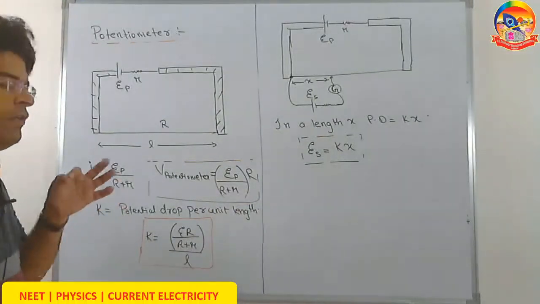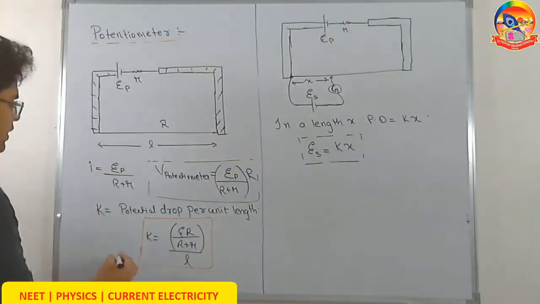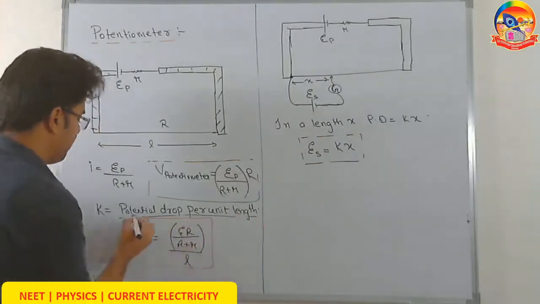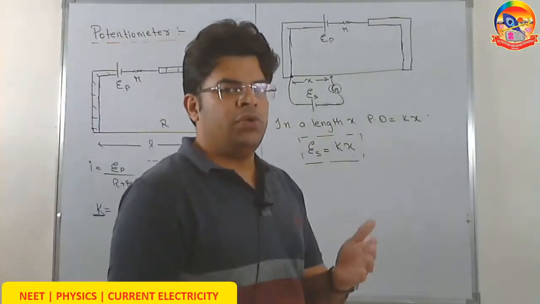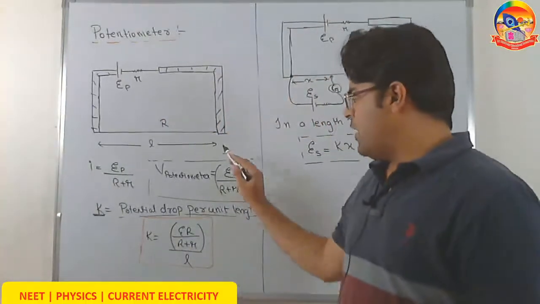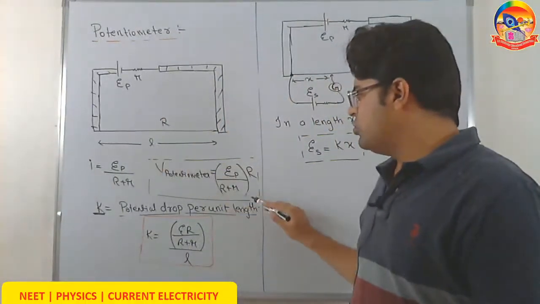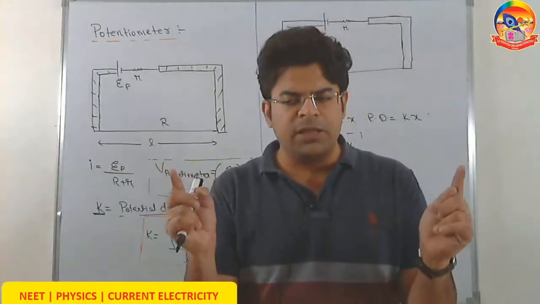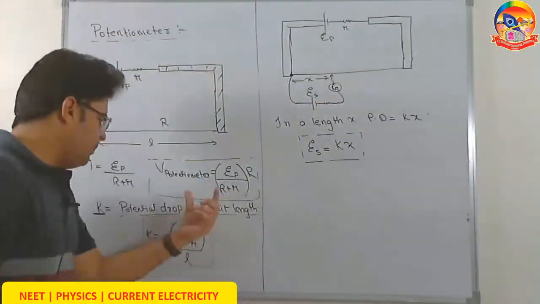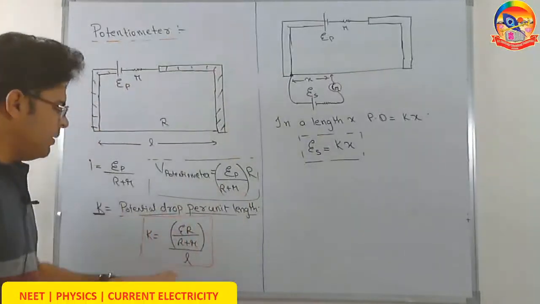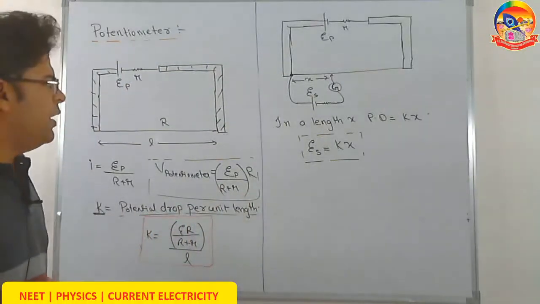Now here we define a quantity called potential drop per unit length, represented by symbol K. What is the meaning of potential drop per unit length? In the entire potentiometer wire, we have got this much of potential drop. So what will be the potential drop in the potentiometer wire per unit length? So potential drop in the potentiometer wire divided by length. That is the meaning of potential drop per unit length.